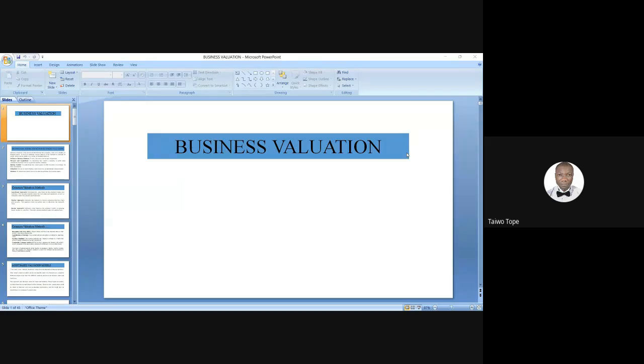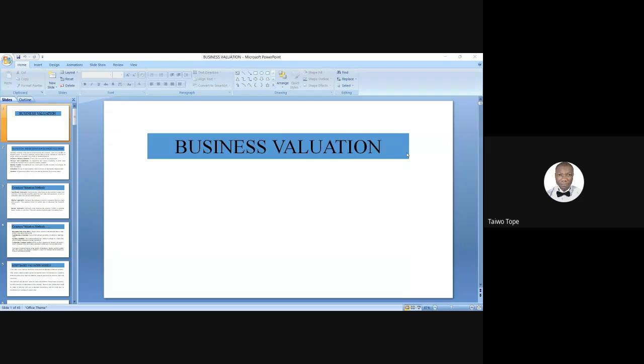So most times people think when you value a business, it's just for tax purposes. No, it's beyond that. It's for you to know the worth of what you have. So valuation of an estate will be necessary in most instances to minimize ultimate tax liabilities due to the relevant tax authority.